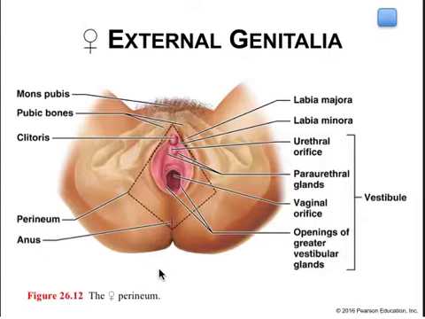We should point out that there are some comparisons between the male and female genitalia with regard to the adult structures and their common origins. The greater vestibular glands, known as the Bartholin glands, are the female counterpart to the bulbourethral gland in the male. The labia majora, the counterpart to the scrotum, and the labia minora, the counterpart to the underside of the penis. The clitoris is the counterpart to the penis itself, and the periurethral glands are the counterpart to the male prostate.